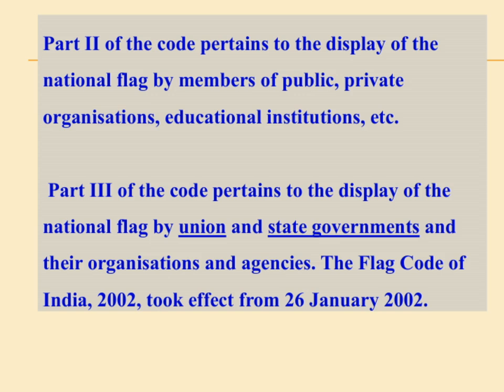It's also worth noting that the Flag Code of India, 2002, officially came into effect on 26 January 2002. This code provides the framework for how the flag should be displayed and handled, regardless of the setting. Overall, these parts of the code emphasize the importance of respecting the national symbol across various sectors, helping us uphold the dignity of our flag in all contexts.